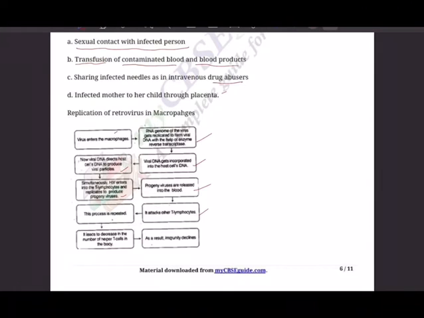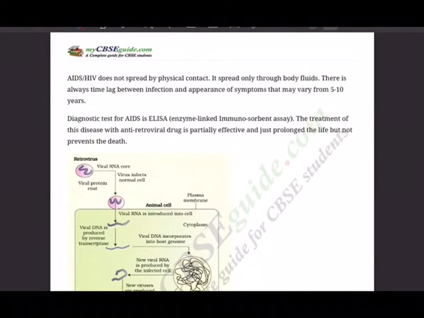So that leads to a decrease in the number of helper T cells in our body. As a result, once the T cells are gone, immunity becomes deficient and declines. That is the reason why AIDS is a dangerous disease.